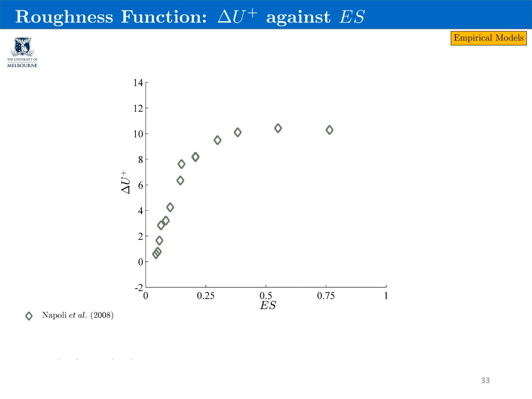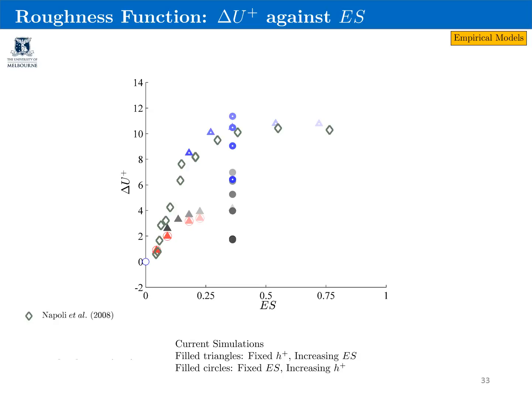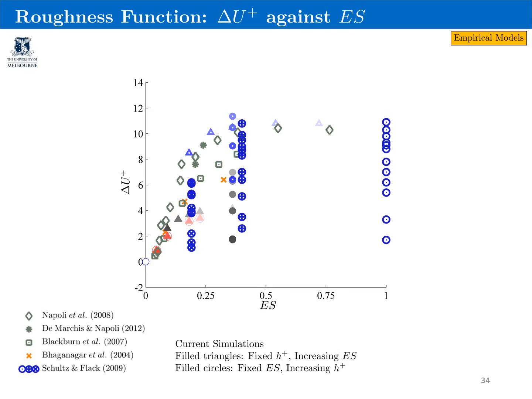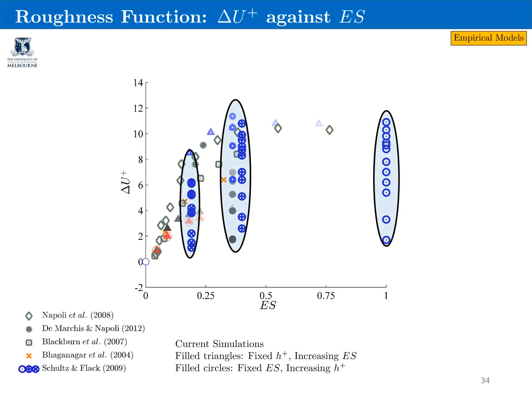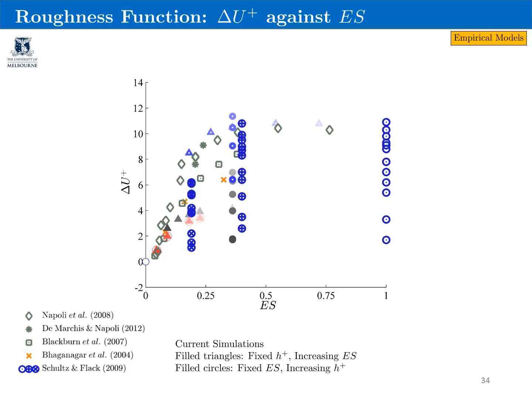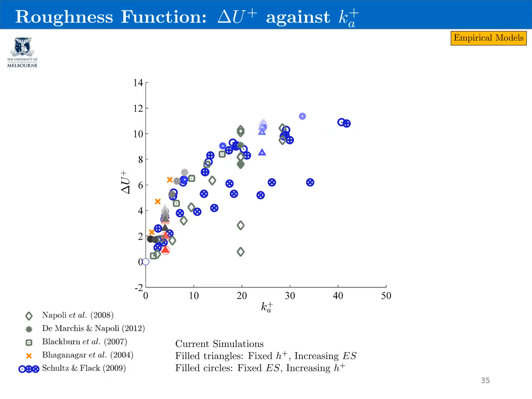Now, I would like to plot the roughness function against Es, and this is a plot which I showed you earlier on. Overlaying our data, you can see it does not follow the curve proposed by Napoli. In fact, if you overlay it with other numerical and experimental data, there is quite a bit of scatter in the plot. In particular, I would like to focus on these three vertical regions which contribute to the scatter. These cases are surfaces with constant Es but with varying values of ka+, and this clearly indicates that ka+ is an important roughness parameter.